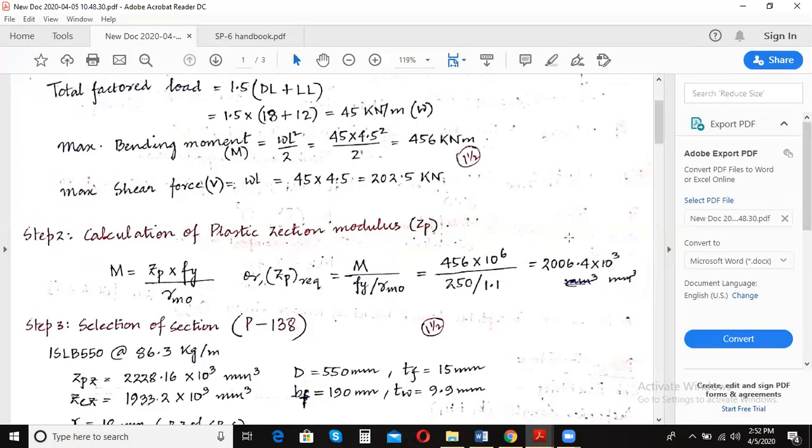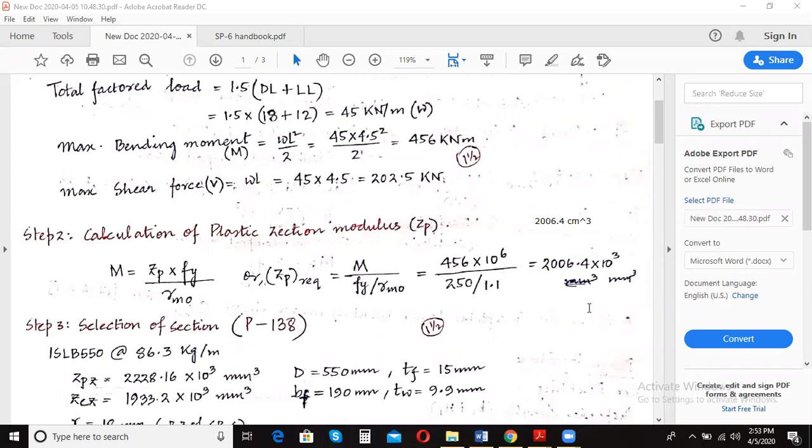Or if you convert the plastic section modulus to centimeter cube, then what is the value? The value will be divided by 10 to the power 3. So it is going to be 2006.4 centimeter cube. Okay, this is my plastic section modulus in centimeter cube.